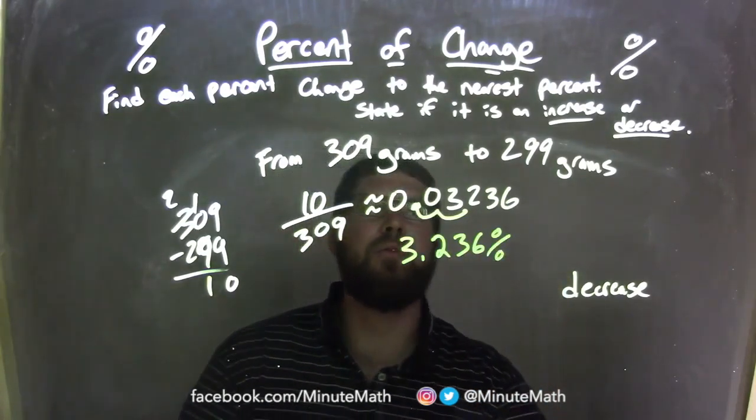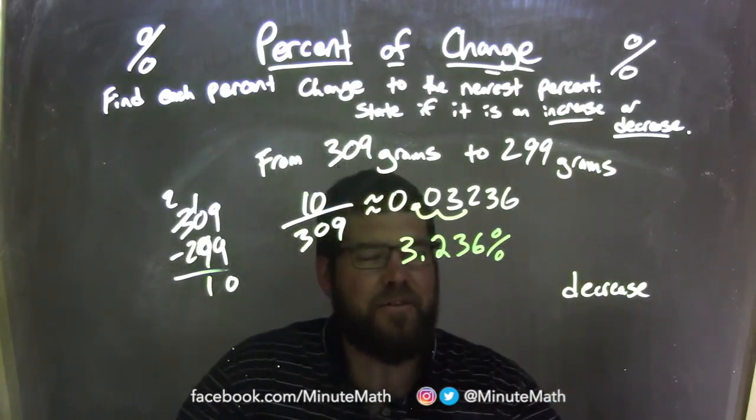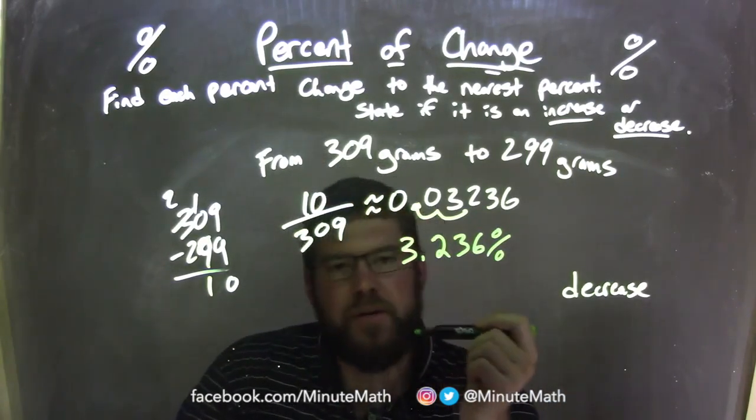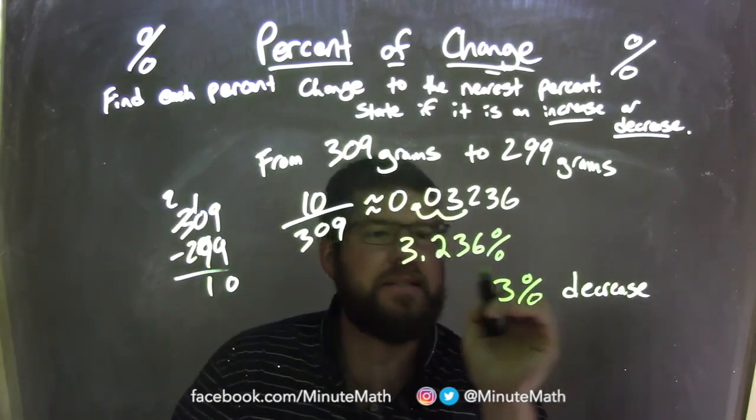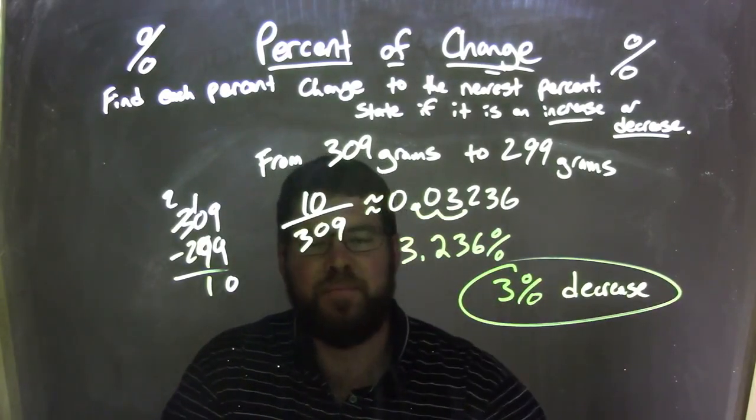3.236%. I can round to the nearest percent because they asked us to. Well, that 0.2 causes the 3 to round down, so we're left with just a 3% decrease as our final answer.